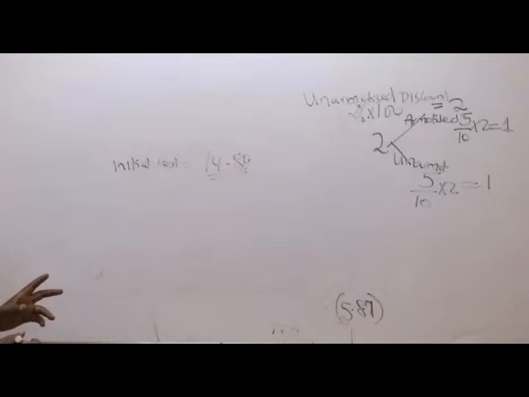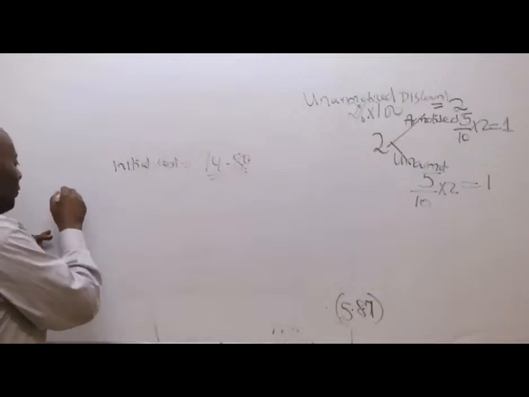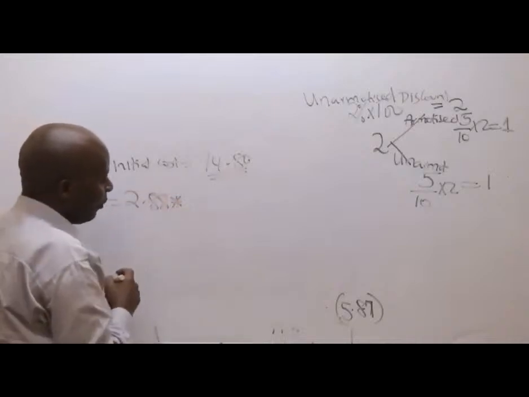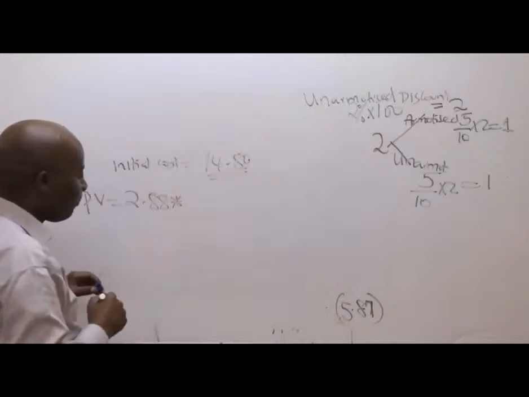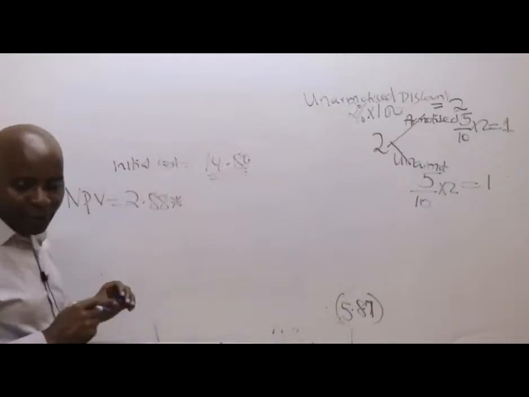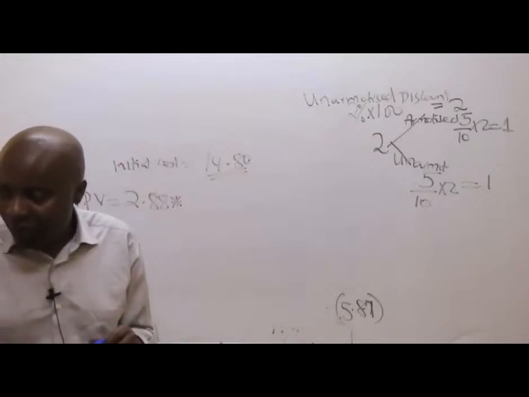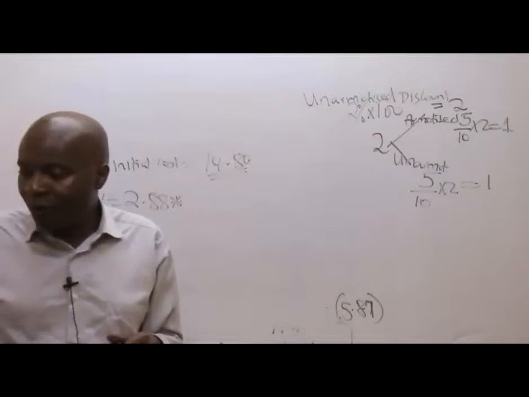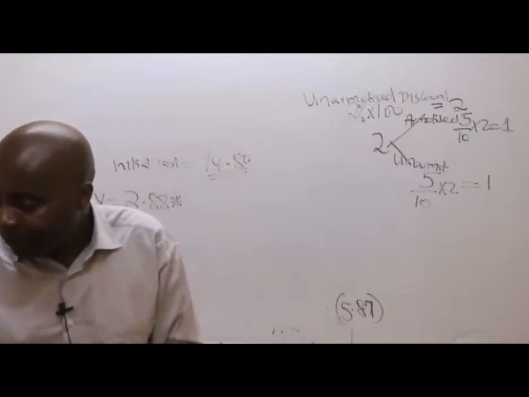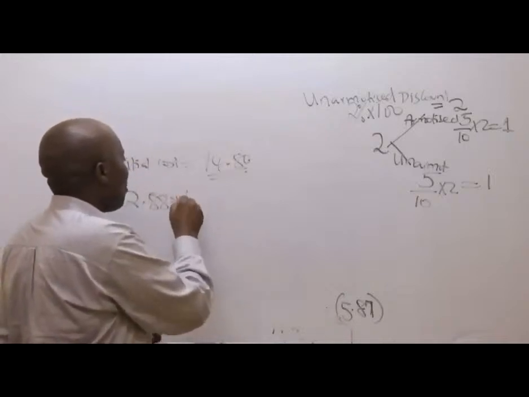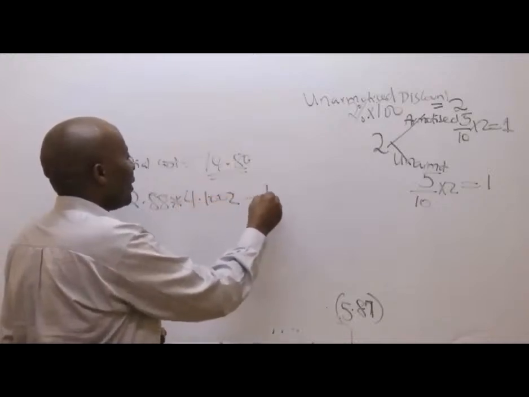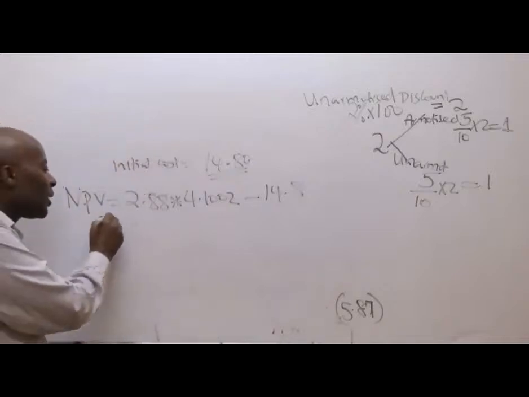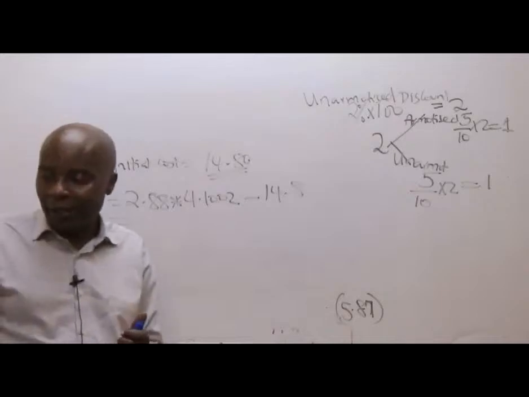It's never discounted. So, ladies and gentlemen, to get my NPV, if I can recall, we had 2.88 times the PV-FAR. You guys had given me a figure like 4 point something. PV-FAR is the present value interest factor of an annuity. It was 4.1002. So 4.1002 times 2.88 minus the initial outlay, which is 14.8.